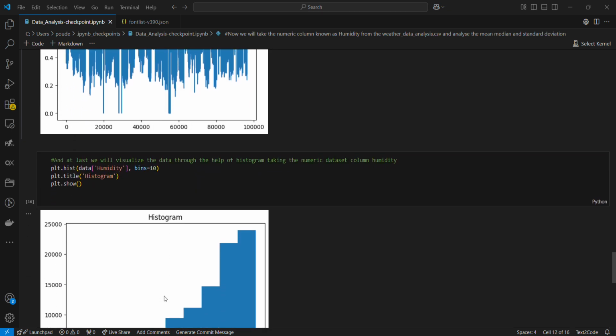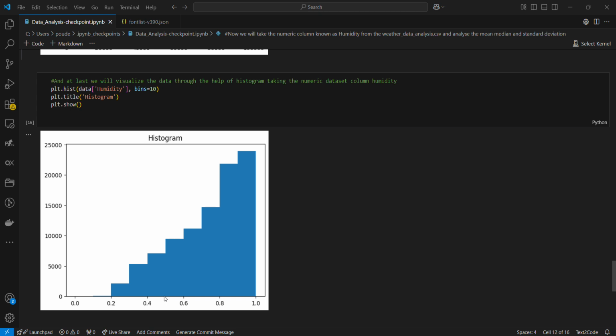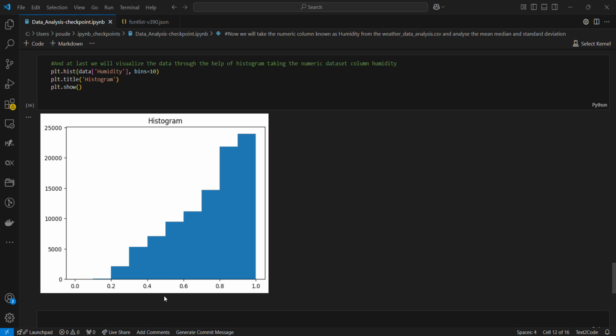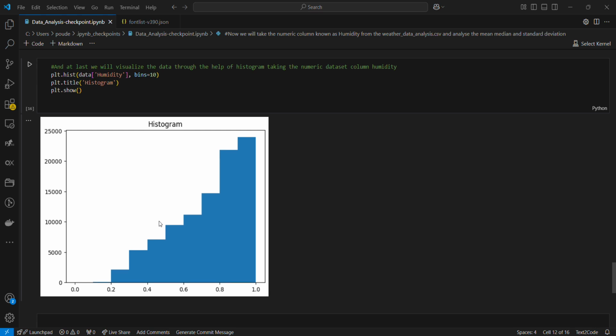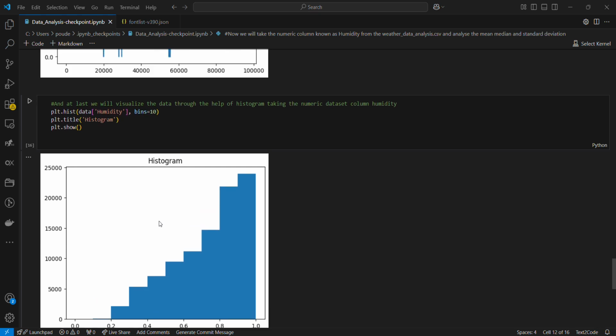And the second one is the histogram. Here, we created a histogram to see how often different humidity values occur. We divided the data into 10 bins and found that most humidity values were grouped towards the higher end, showing that higher humidity levels are common in the dataset. This visualization helps us to uncover key trends and correlations, which we will now summarize. From here, Durga Bahadur will take up that part.